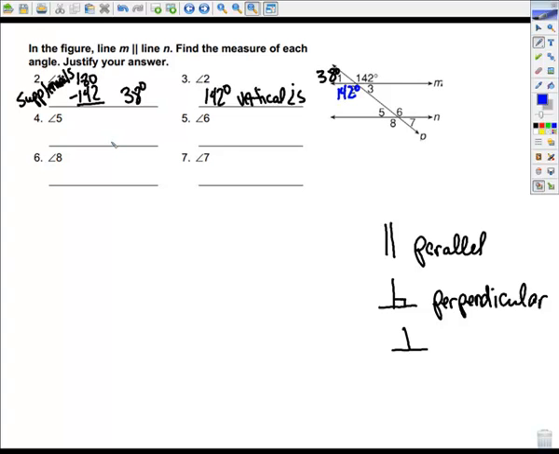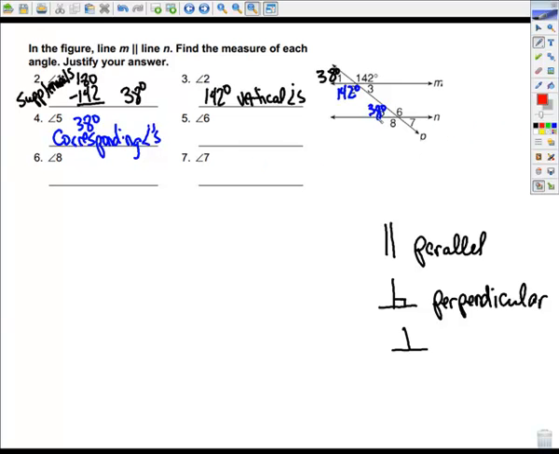Then they're asking me for angle 5. Well, I'm going to think about what I know about parallel lines now. I know angle 1 is 38 degrees, and angle 1 is related to angle 5 because they're both on the same side of the transversal. They're both appearing to be above the line. So this is also 38 degrees because they are corresponding angles.